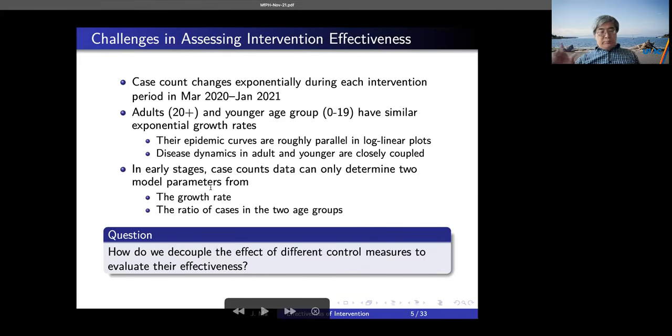But we only observe the specific growth rate. So how can we decouple the effects of different control measures? Well, that depends on the problem that we look at. So we look at two specific examples.